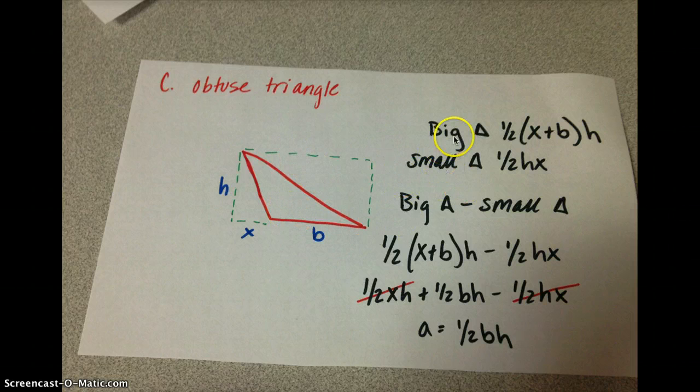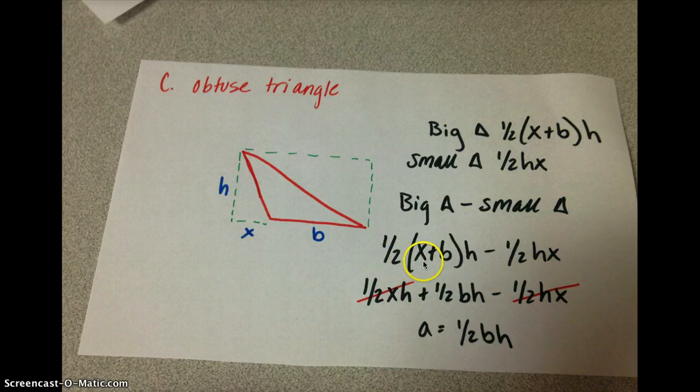And what I did is I found the area of the big triangle first by taking half times x plus b, because that's the entire base down here of the whole rectangle, as you can see, times h. And then to find the small triangle, I did half times h times x, because we aren't finding this area, just this area over here, so we don't need the b. And then you take the big triangle minus the small triangle.